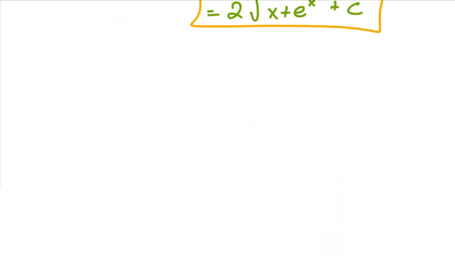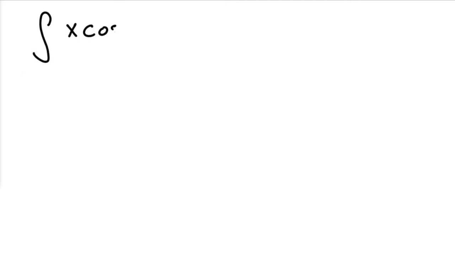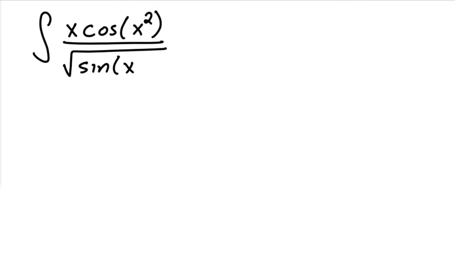Okay. Then how about the integral? Now we're going to start getting crazy. Cosine of x squared over the square root of sine of x squared. Oh my goodness gracious, great balls of fire. What do we do? That's crazy. We're dividing, we're multiplying, my goodness.